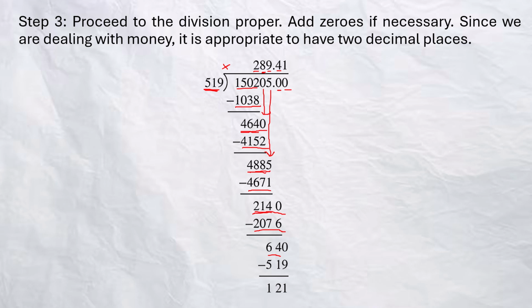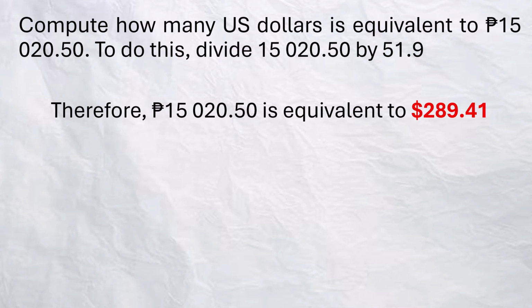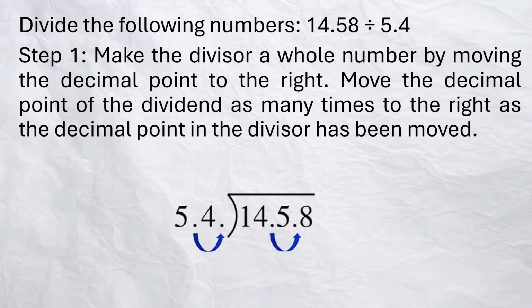Add another 0, bring down 0, we now have 640. 640 divided by 519, that is 1. 1 times 519, that is 519. 640 minus 519, that is 121. Although we have a remainder here, we can now stop since we already achieved 2 decimal places. So therefore, 15,020 pesos and 50 centavos is equivalent to $289.41. Next example. Divide the following numbers, 14.58 divided by 5.4.